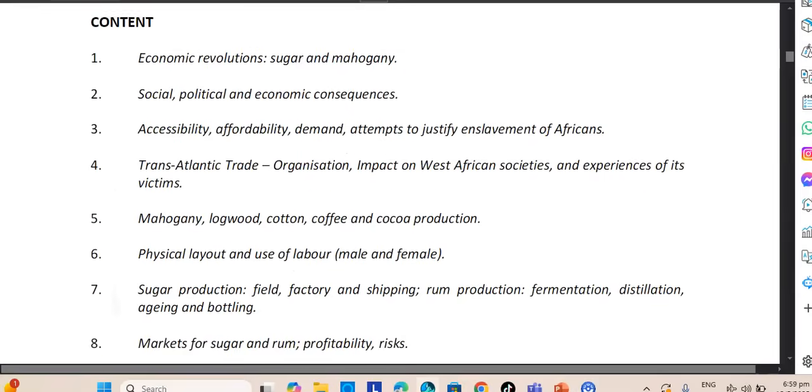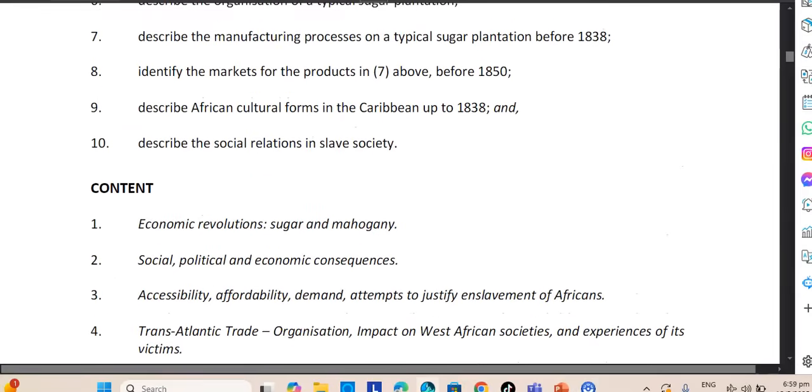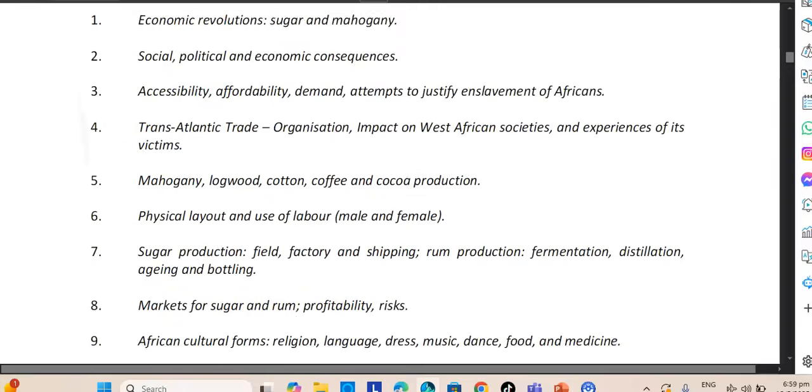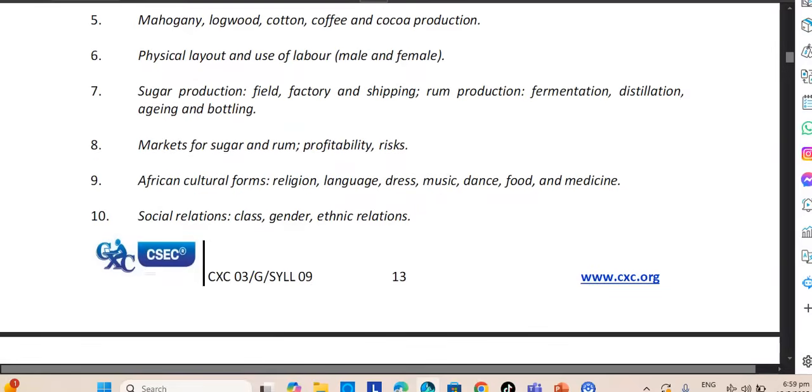All right guys, so we are looking at describing African cultural forms in the Caribbean up to 1838. Our answers should include African cultural forms such as religion, language, dress, music, dance, food, and medicine. Enslaved Africans brought a rich and diverse set of cultural practices to the Caribbean, which they preserved, adapted, and blended with European and indigenous influences.